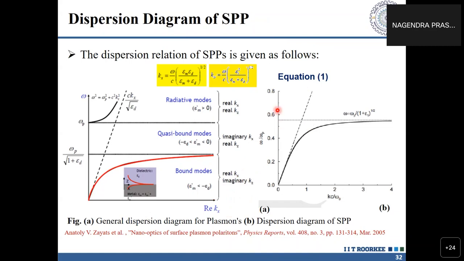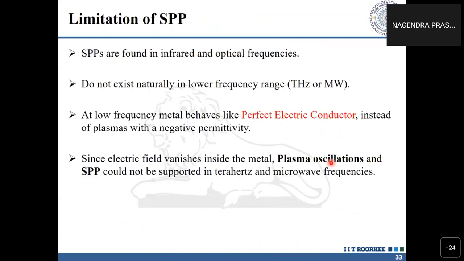You can see here omega divided by omega p, the normalized frequency, versus Kc by omega p, and this graph is the SPP dispersion curve. SPPs are found in infrared and optical frequencies. They don't exist naturally at terahertz or microwave. At low frequencies, metals behave like a perfect electric conductor, so the electric field vanishes inside the metal. Plasma oscillations and SPP cannot be supported in terahertz and microwave frequency.